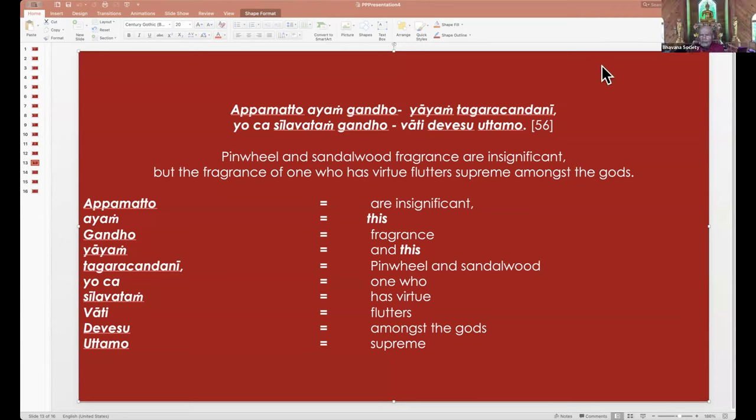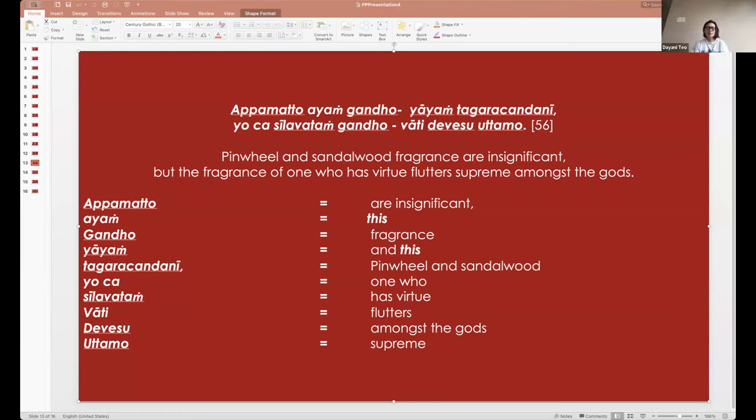Okay. I would like you to recite. I think first is Tehesa. Appamatto ayam gandho, yayam tagara chandani, yocha silavatam gandho, vati devesu uttamo. Good. Then Devani.